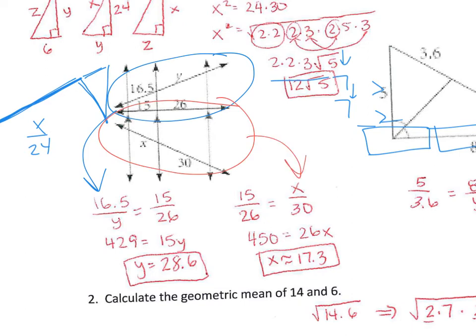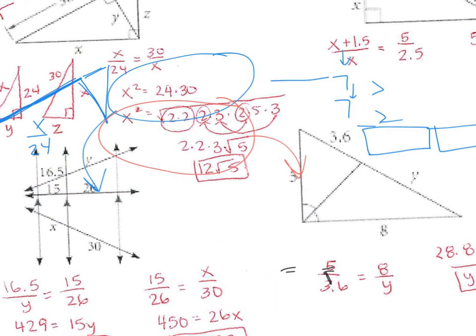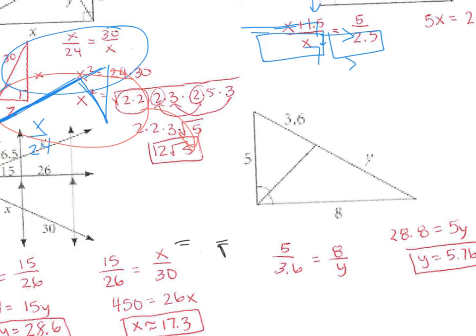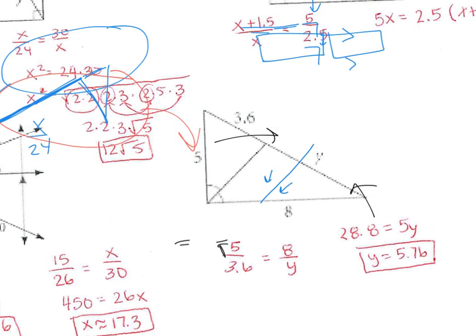So y was 28.6, and then I approximated this because I rounded, because it was a decimal that, I don't remember what it was, but it looked like it didn't stop, or it was long. And then right here, this is an angle bisector. So when you have an angle bisector of a triangle, it breaks off into 2, it makes it so these sides that are left are proportional. So I did 5 is to 3.6 as 8 is to y, and I got 5.76 as my answer.